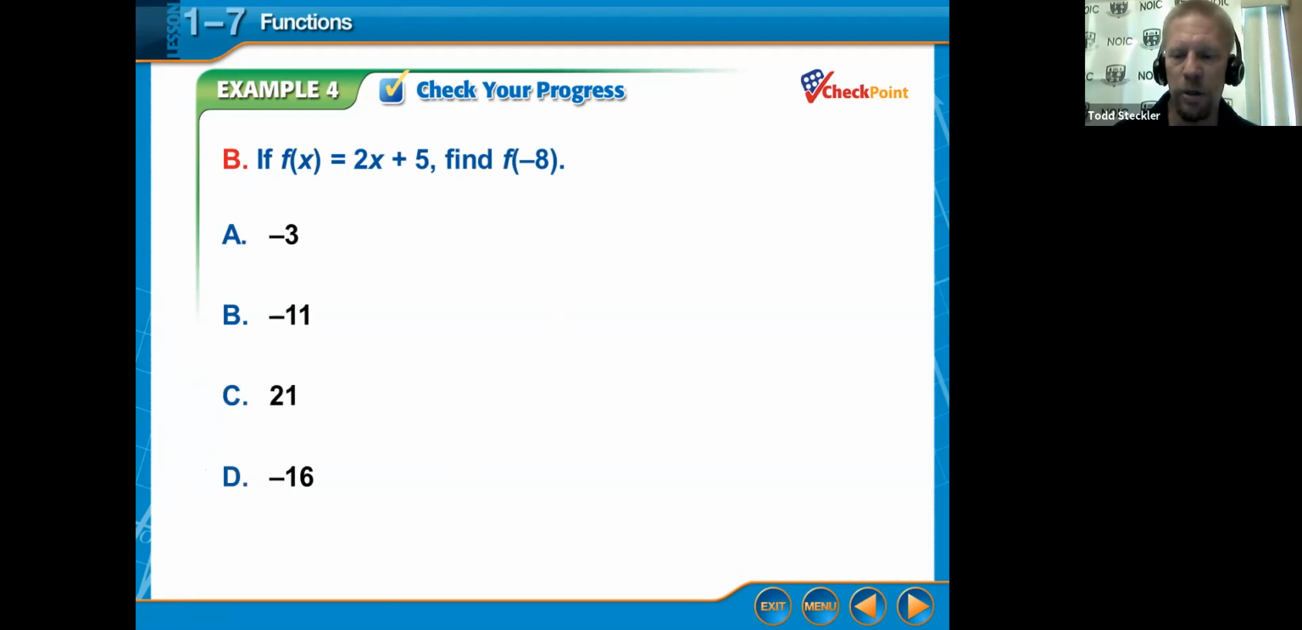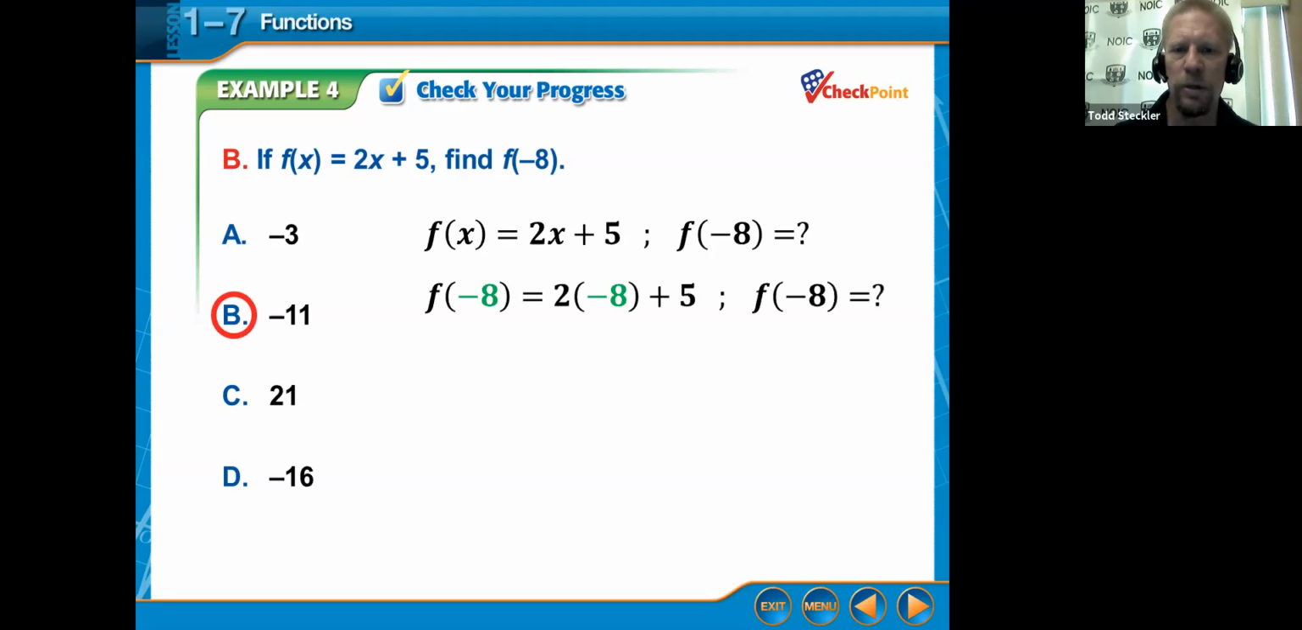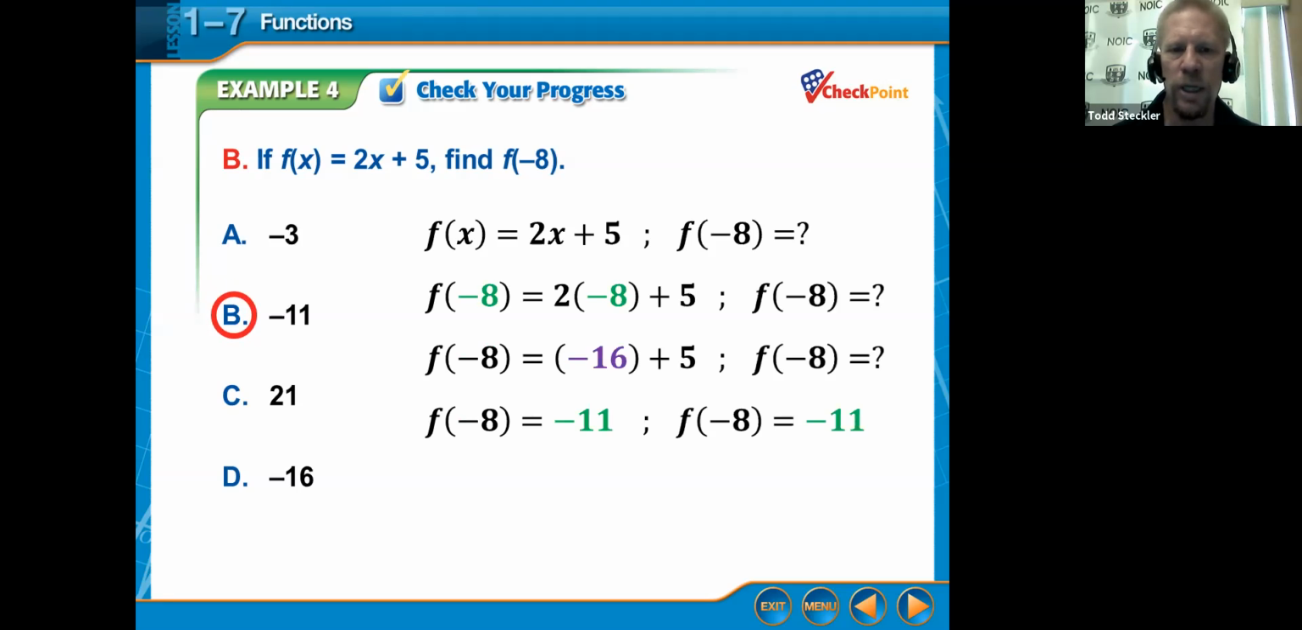Letter B is very similar, but this time the function value is for f of -8. So it's really the same process as before. If you input a -8 for x, the output turns out to be -11.